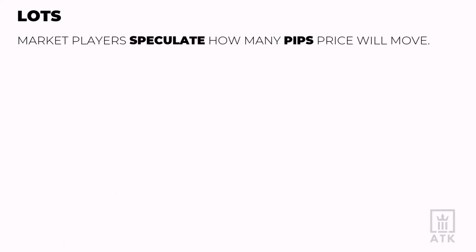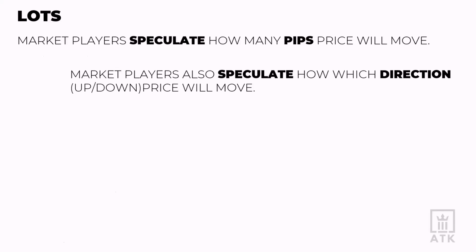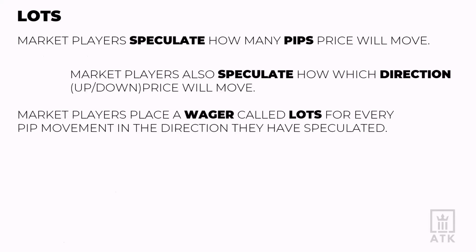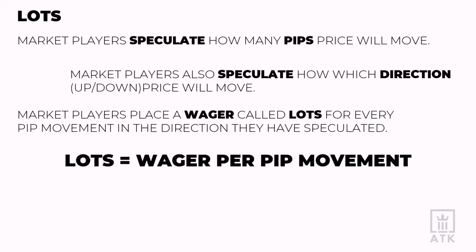So they're speculating how many pips price will move. And then they speculate what direction the price is going to move in. And they place a wager, which is called a lot, on every pip movement in the direction that they have speculated. And that is how you make money. Lots are the wager that you are risking per pip movement.